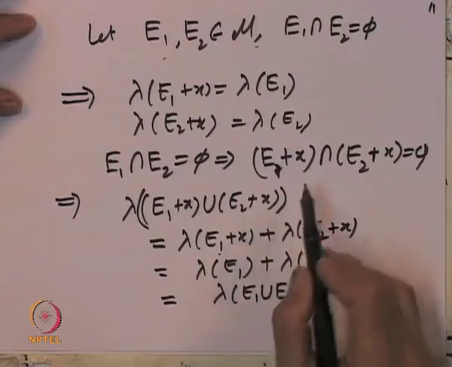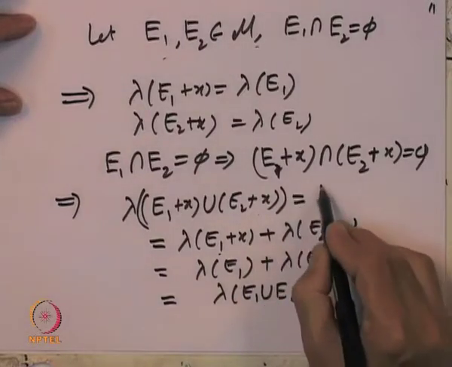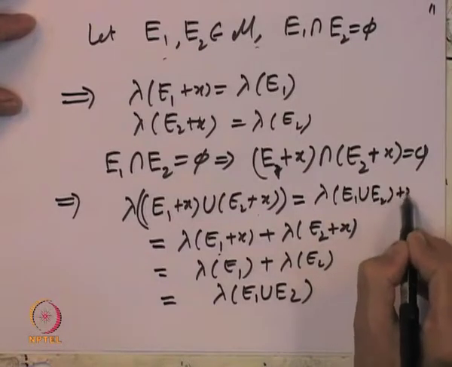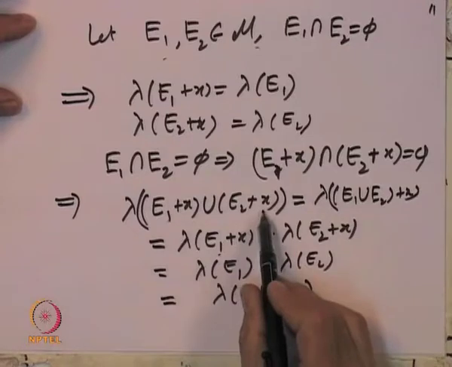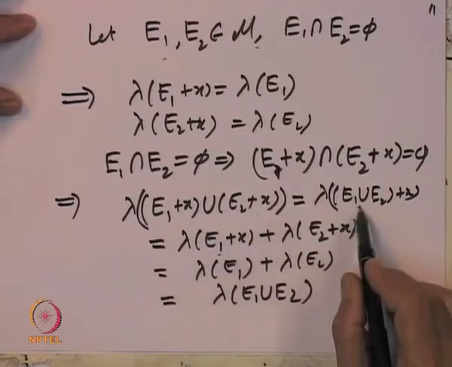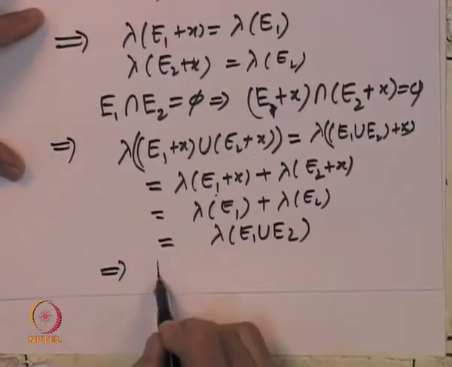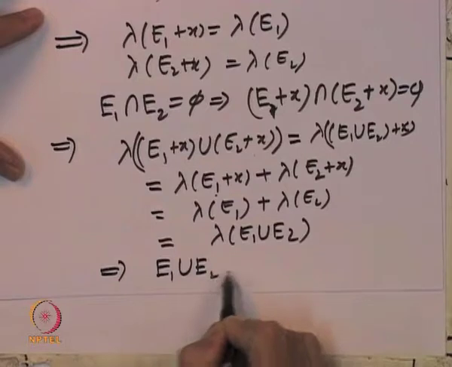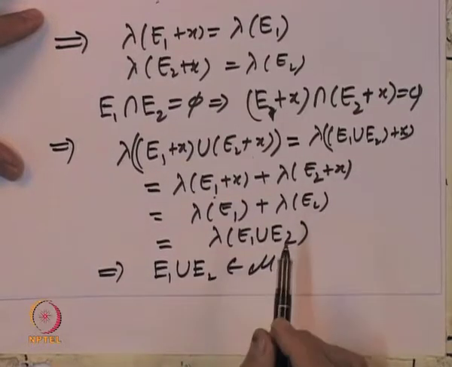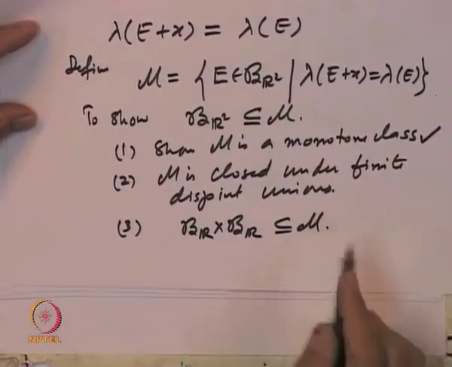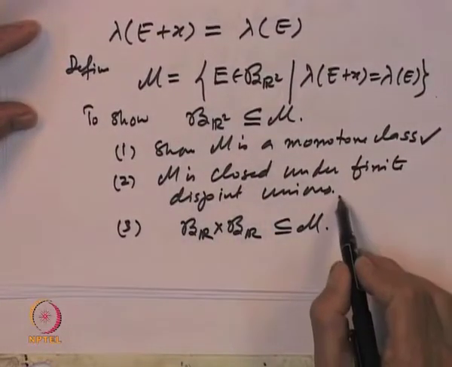But a simple observation will tell you that this is also the same as lambda of E 1 union E 2 plus x. So, whether you take translates first and then take the union, that is the same as taking the union and then the translates. So, this will imply that E 1 union E 2 also belongs to M. Whenever E 1 and E 2 are disjoint, their union also belongs to it. So, that proves the second fact, namely M is closed under finite disjoint unions.